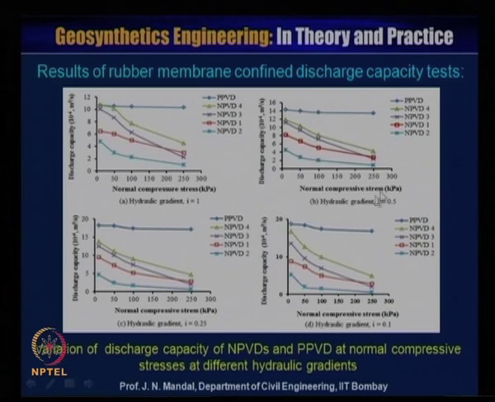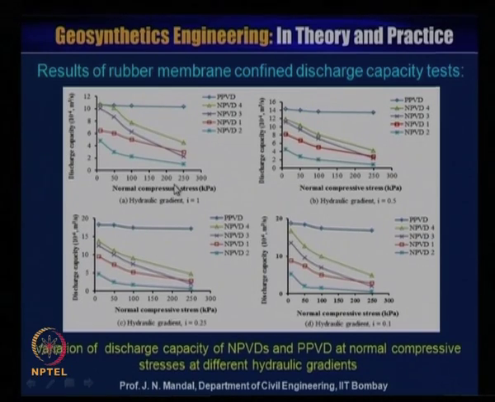So, all such cases have also been performed under different hydraulic gradients. Here suppose hydraulic gradient is 0.5, here hydraulic gradient 0.25, here hydraulic gradient is 0.1. So, in all cases you can observe that discharge capacity is decreasing with increasing normal compressive stress.